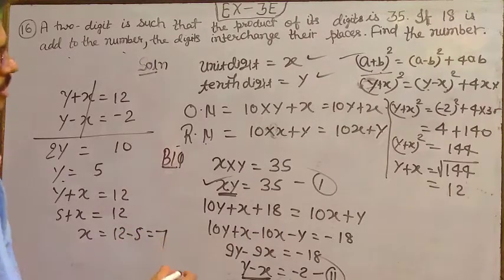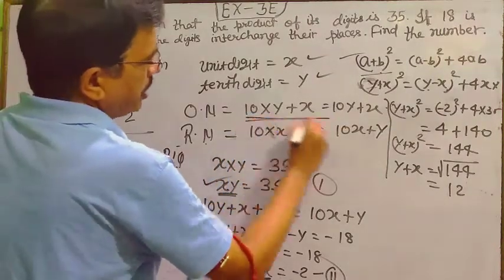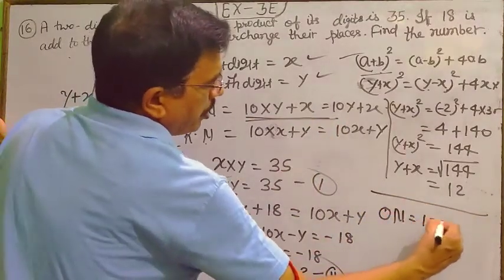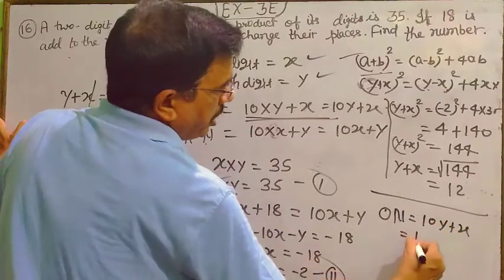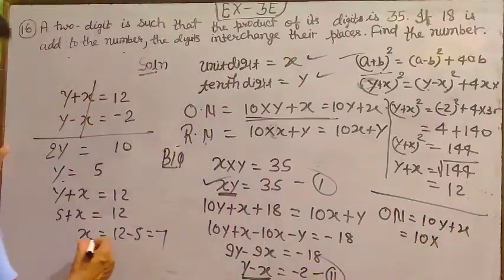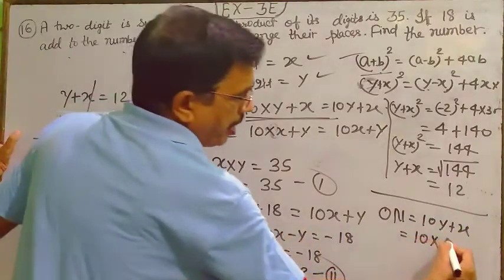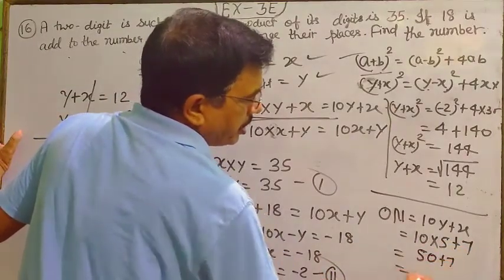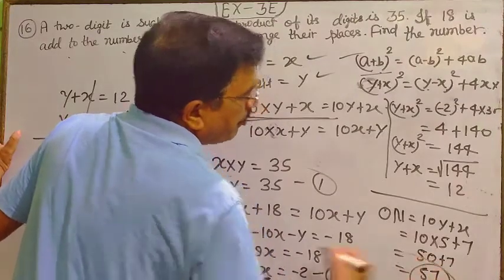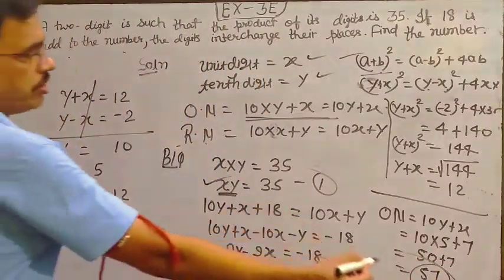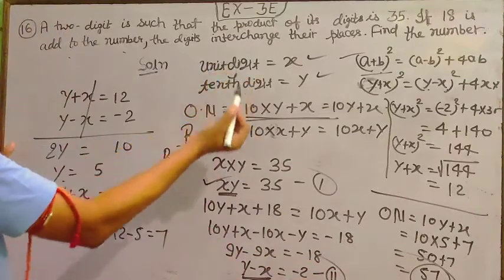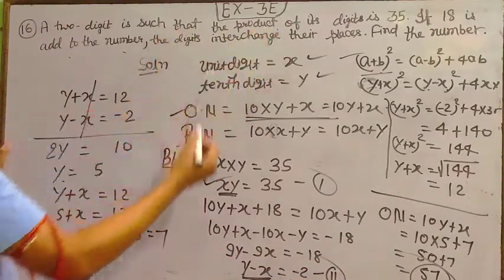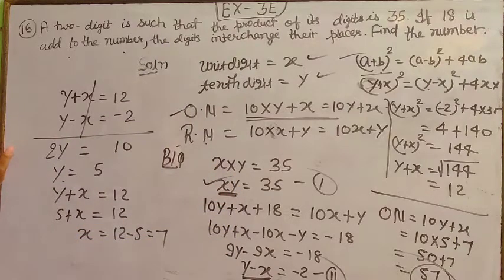So what is the original number? Original number is equal to 10y plus x. So write here, original number is equal to 10y plus x, that is 10 into y, 5, and plus x, that is 7. So it is 50 plus 7, that is 57, your required number. So it is your solution. So first you write unit digit, tens digit, then original number, then reversing number, and from two equations you can find the result of this question.